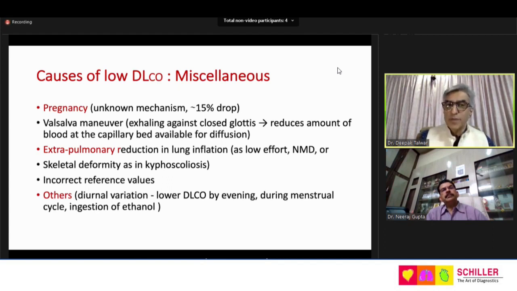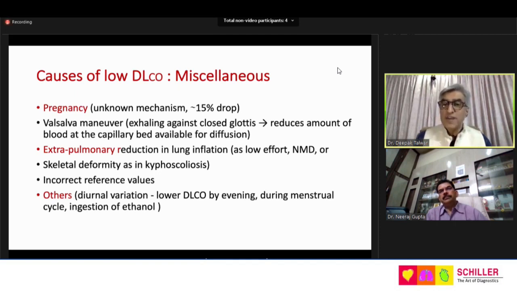Valsalva maneuver, because primarily it decreases the amount of blood, because intrathoracic pressures are high, then the blood flow is decreased. So there's less blood. So obviously the diffusion to the blood will be less and the diffusion capacity is going to be low. So Muller's maneuver increases it and Valsalva maneuver decreases the diffusion capacity. That's why you don't do these procedures during the performance of the test. If you do it, it will give fallacious results.